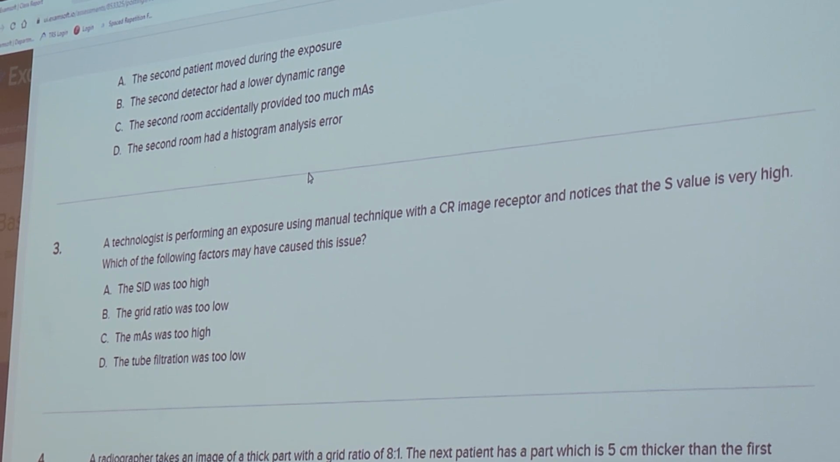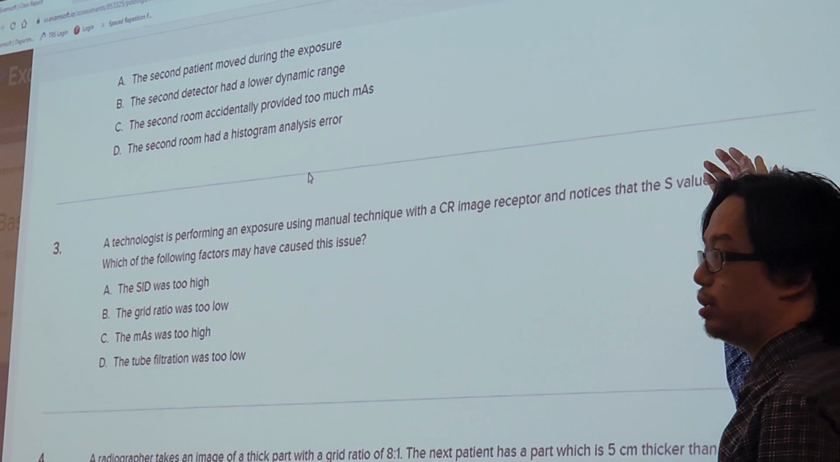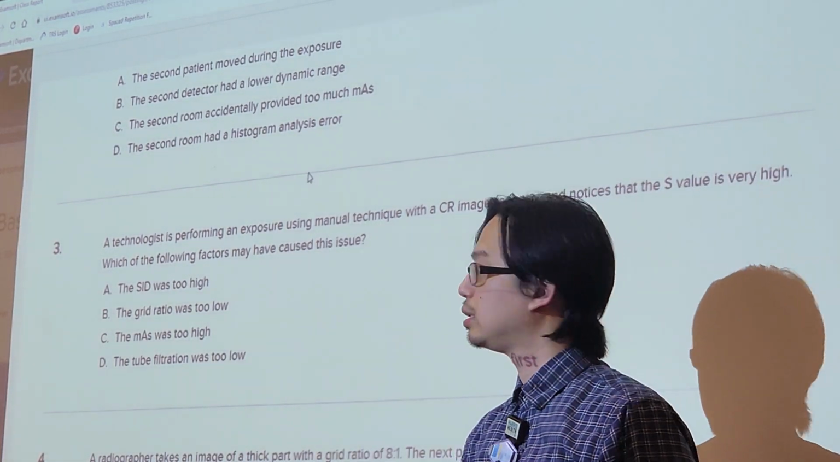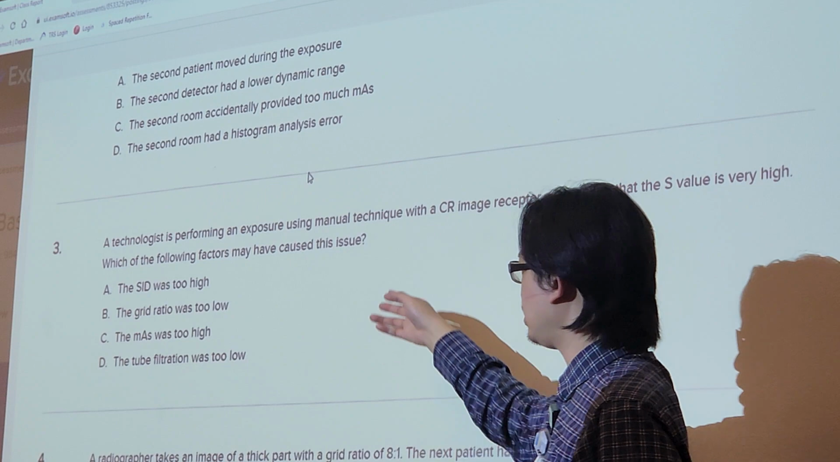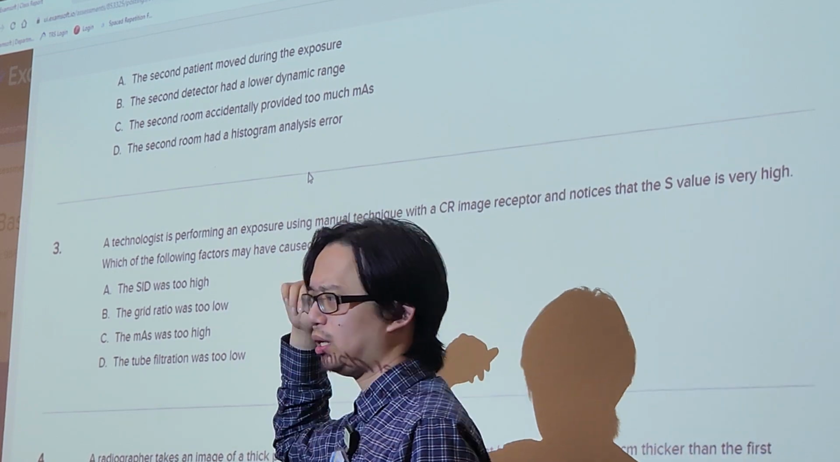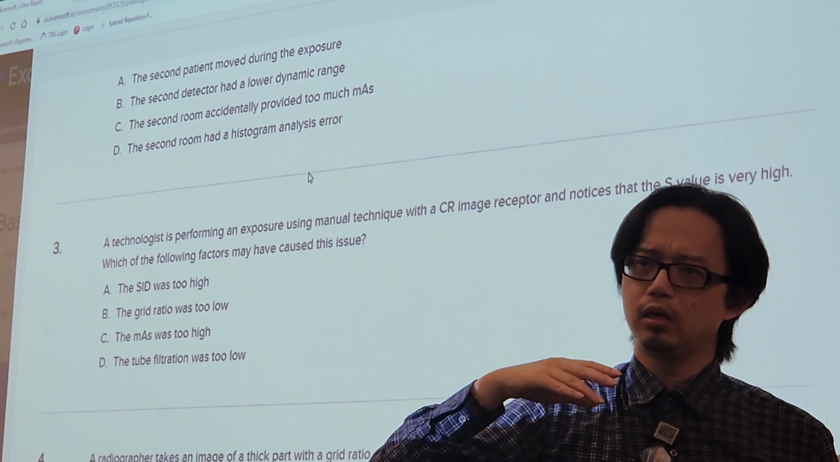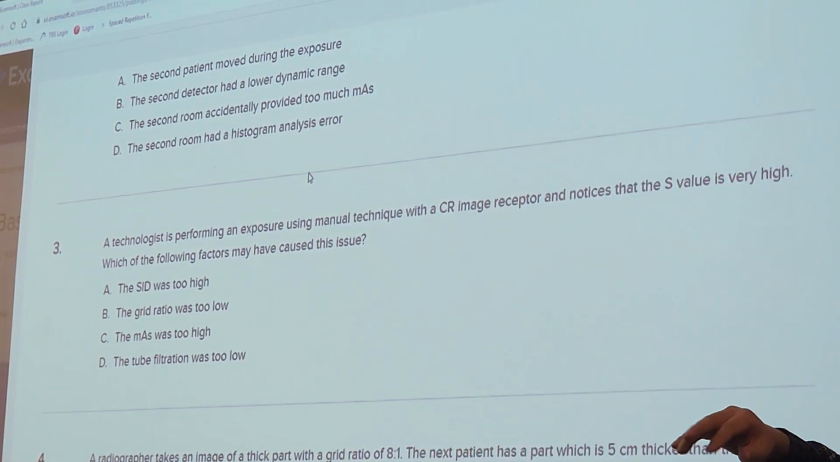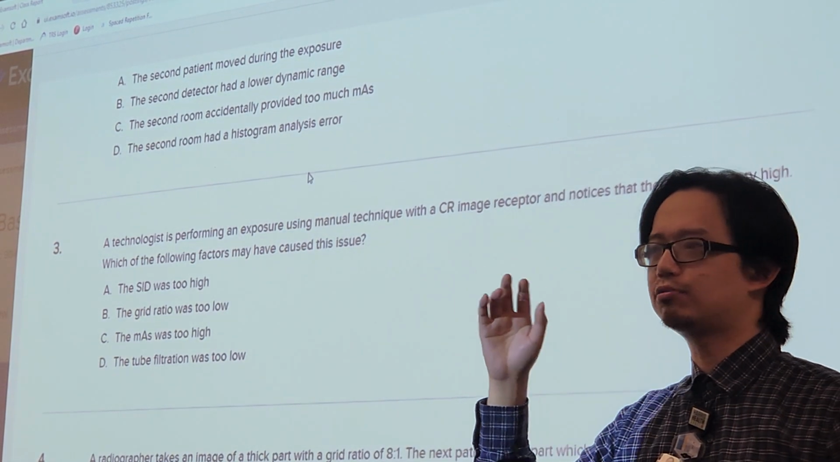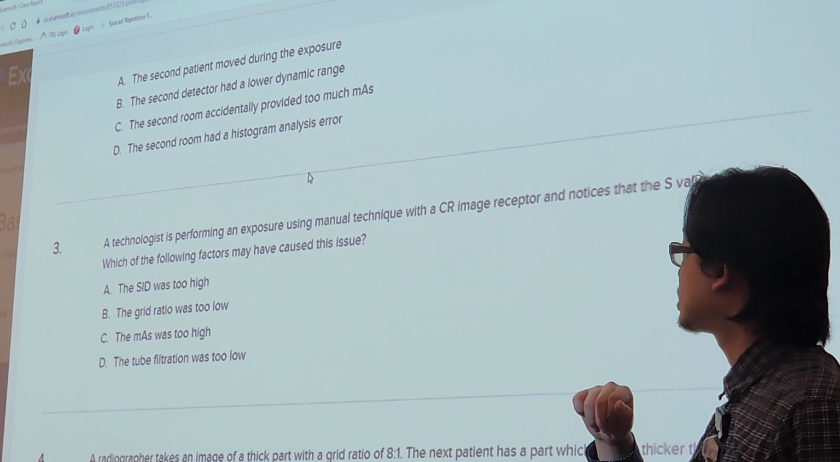So if the S value is too high, is that over or underexposed? That's right. So too high means underexposed. And if the S value is too low, now that's overexposed. Great. So in this case, the S value is too high. So Carla, is this image underexposed or overexposed? This image is underexposed. So we're looking for factors that can cause underexposure. And when we say underexposed, Veronica, do we mean we have too many X-rays or too little X-rays? Too little X-rays. So we want something that causes the number of X-rays to go down, right? We have too little X-rays.